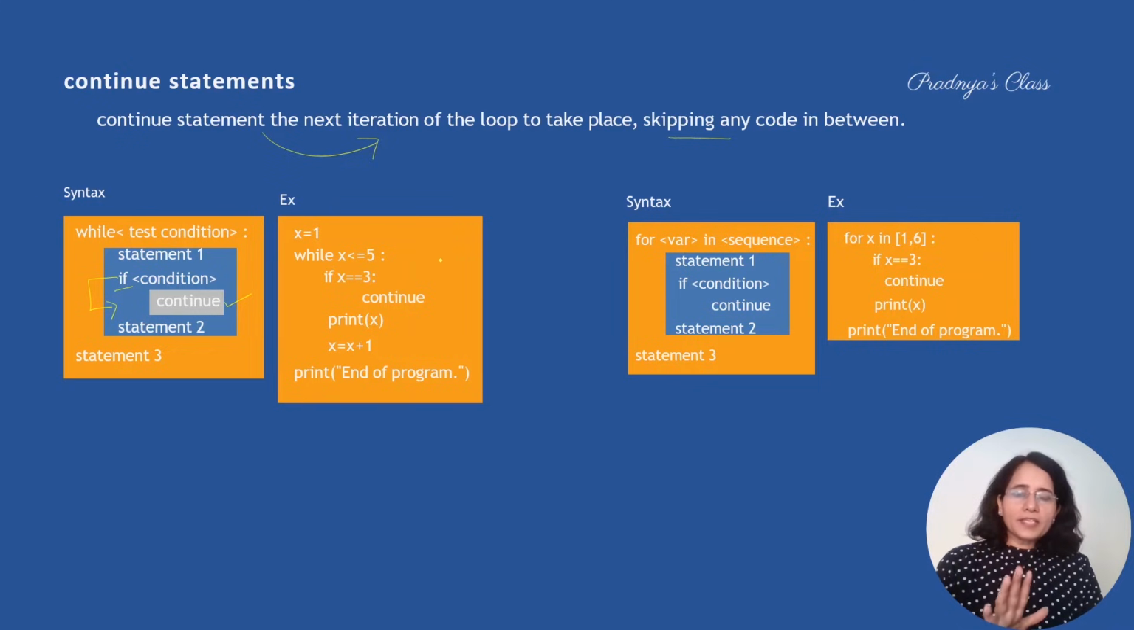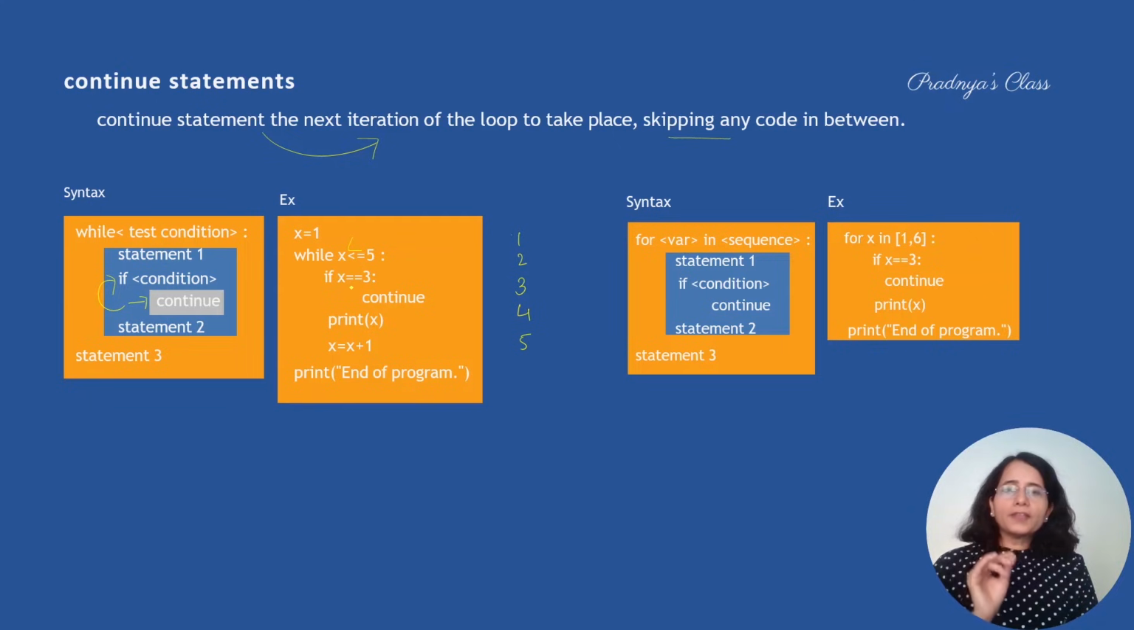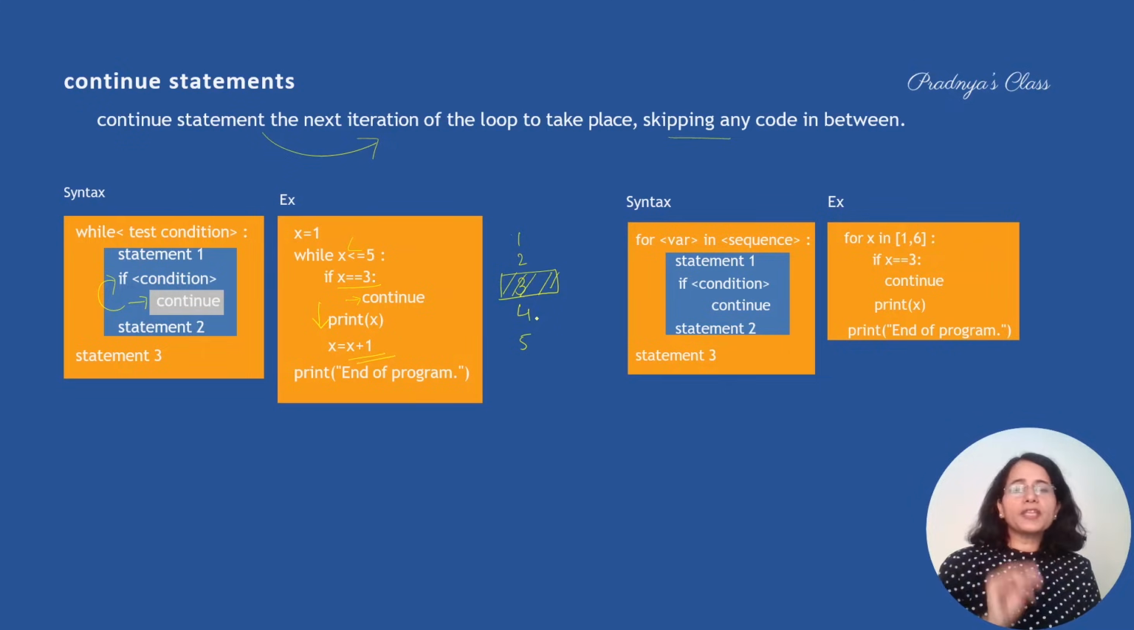Let's take the same example. So here is the while loop which we were using for printing the numbers from 1 to 5. For the values 1 and 2 there is no problem, we are printing the value. But when the value of x is 3, we have written a continue statement. So it will skip the printing statement. So 3 will not get printed and it will go to the next iteration. The next value is 4, it will get printed, and similarly 5 also will get printed.